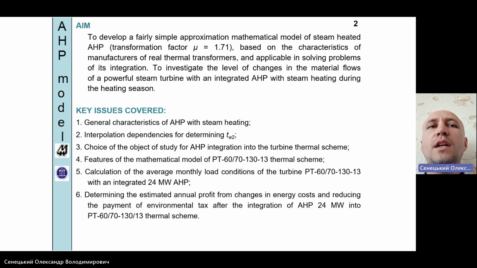To investigate the level of changes in the material flows of the powerful steam turbine with an integrated absorption heat pump with steam heating during the heating season. The tasks are also presented on this slide.